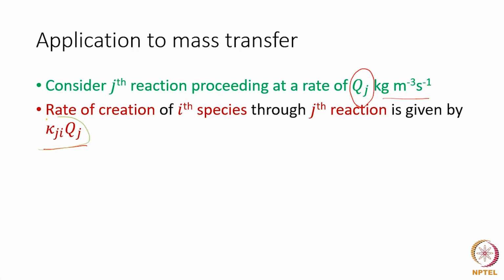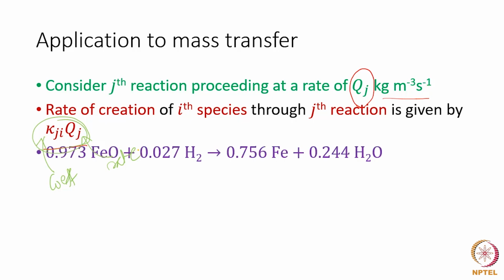You can see here, kappa ji into Qj. So that actually gives you the rate of creation. The reason is that the kappa is actually the coefficient, and Q is basically the rate, and when we multiply, then we should get what fraction of this mass is actually created because of the species i. And let us illustrate that with this example of wustite and hydrogen reacting to form iron and H2O. We can write the same thing here.